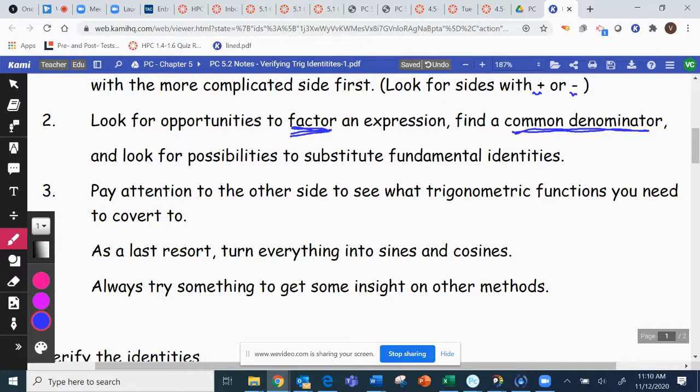And then sometimes it just helps, not always, to convert everything into sine and cosine, because every single trigonometric ratio can be converted into a sine or a cosine. For example, what's cotangent? Cosine over sine. That's helpful, right, to know that? What is secant? 1 over cosine. So you could take every single one of them and convert them into sines and cosines. And sometimes that gives you an idea of what to do. Sometimes it does, sometimes it doesn't.